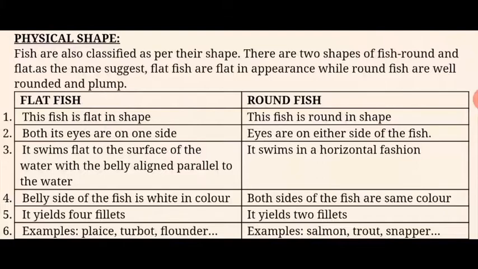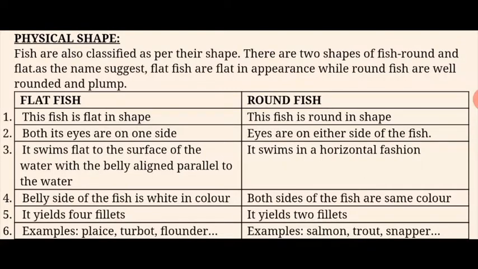The flat fishes and the round fishes. The flat fish is flat in shape and the round fish is round in shape. In the flat fish both eyes are on one side, and in the round fish, eyes are on either side of the fish. Flat fish swims flat to the surface of the water with the belly aligned parallel to the water, and the round fish swims in an upright fashion.